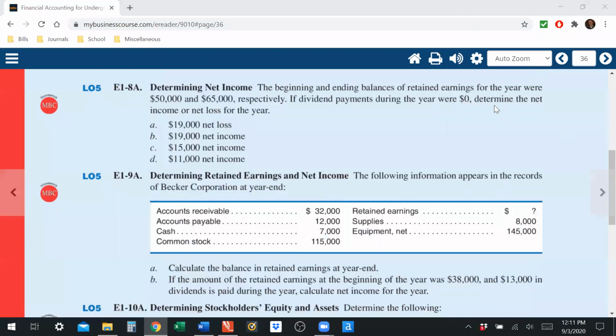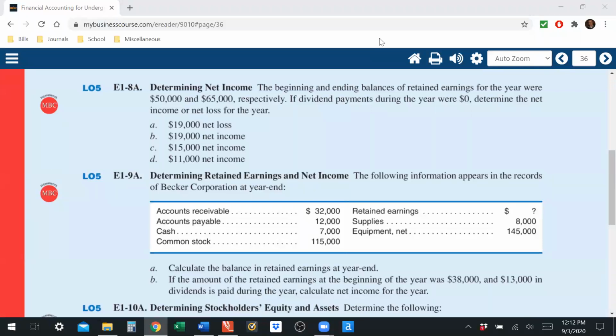All right. Determining net income. Yeah, if you guys want to, you guys can teach each other, send each other private messages about answering each other's questions. That works as well. It's part of the learning experience.